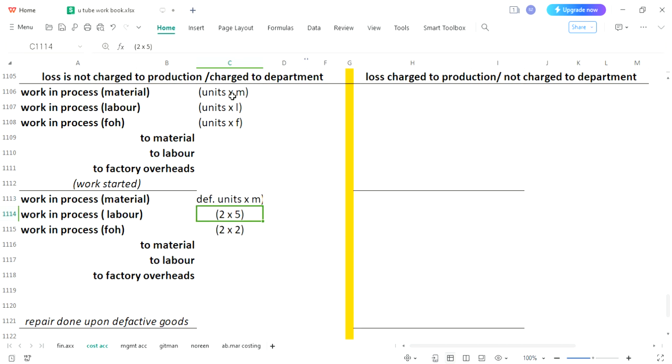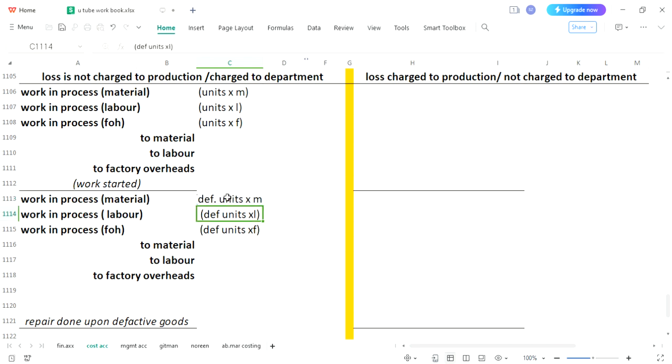Then defective units multiplied by small m. When we solve these questions, it will look easier. Defective units. For the second entry, we will use per unit cost of labor, and for the third, we will use per unit cost of overhead. And the same amount would be written on the credit side. Whatever you calculate on the first side, the same would be written on the credit side as well.